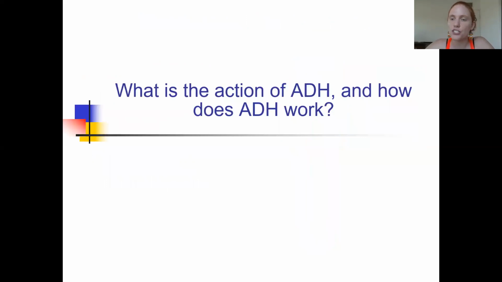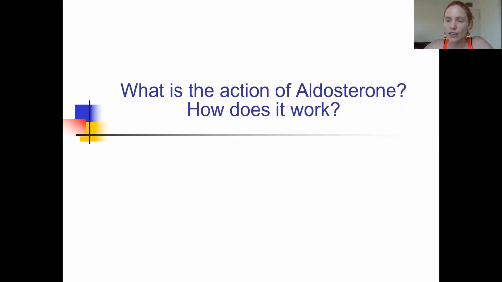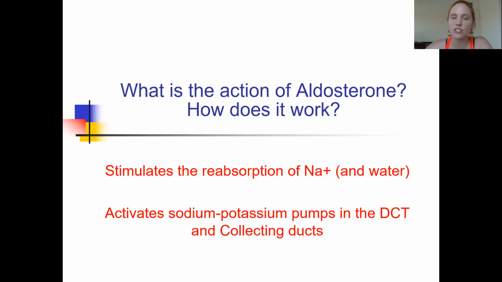Now I want you to see if you can write this out. What is the purpose of ADH and how does it work? I might write that out. The purpose of ADH is to increase water reabsorption, and it does it by inserting water channels, or aquaporins, into the collecting duct. So what about aldosterone? With aldosterone, you want to keep sodium. That's the main point. It does it by activating the sodium-potassium pumps in the distal convoluted tubule and collecting ducts, and that's going to help actively take sodium out if you need more sodium. So remember, you're only going to secrete aldosterone if you want more sodium in the body, if you don't have enough sodium.